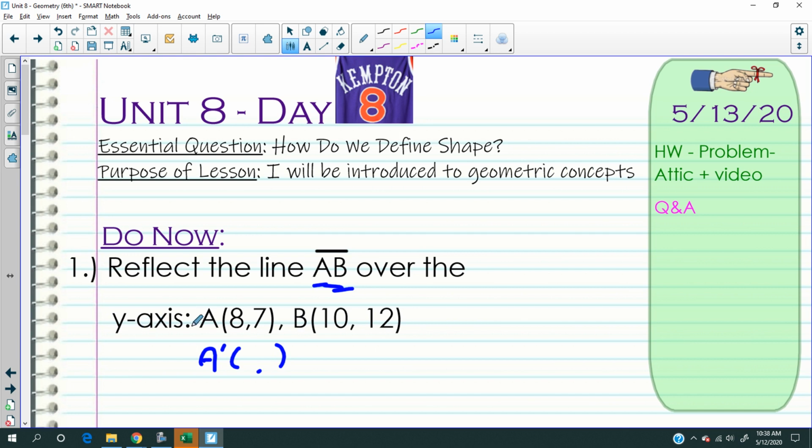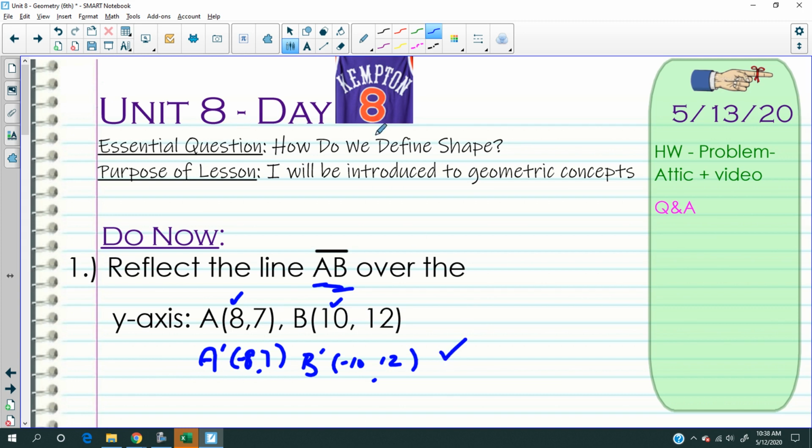Okay, so y-axis, which means the x value changes, all right? So what would 8 change to? Yep, -8, right? So -8, 7. And what would B prime be? Yep, same thing, right? You got to change the first value, right? So that's -10, 12. Okay, and that's it.